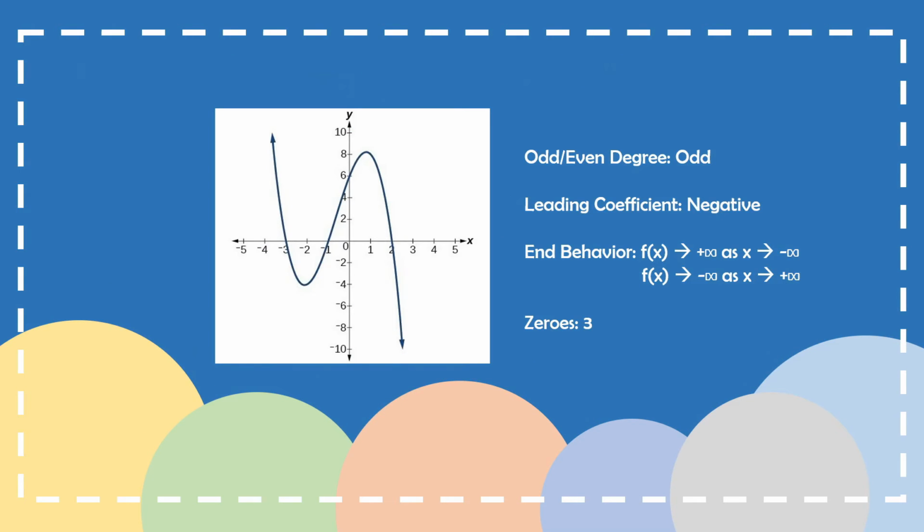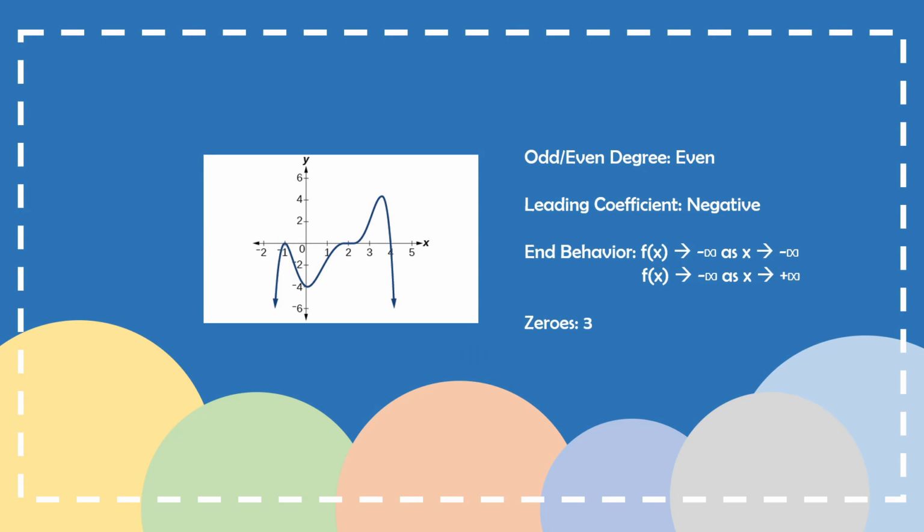So we could say in this graph over here, the degree is odd because the arrows are pointing in opposite directions. The leading coefficient is negative because the right arrow is pointing downwards. And so we could say that the end behavior is f of x reaches positive infinity as x reaches negative infinity, and f of x reaches negative infinity as x reaches positive infinity. And as we could see on the graph, the graph moves through the x-axis 3 times. So we could say that there are 3 zeros on the graph.